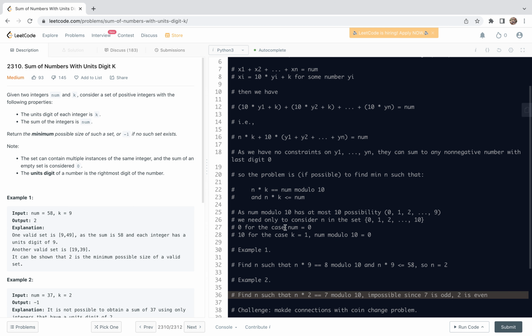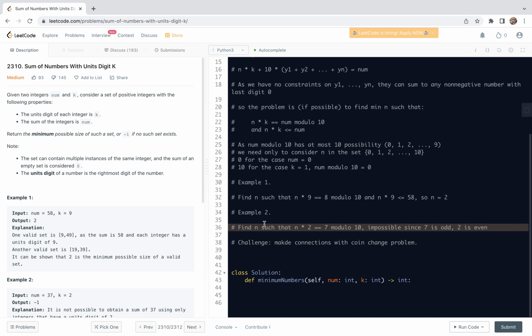0 is for the case num equals 0, and 10 is for the case when k equals 1 and num modulo 10 equals 0. Let's look at the two examples in the problem. In the first example, the num is 58. It equals 8 modulo 10. So we want to find n such that n times 9 equals 8 in the sense of modulo 10, and n times 9 is less than or equal to 58.